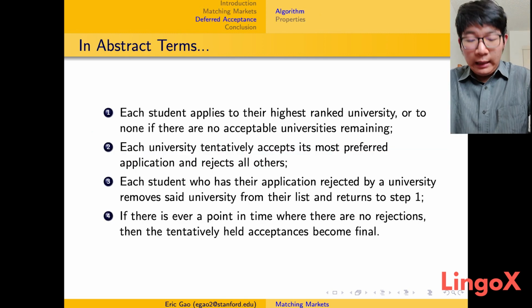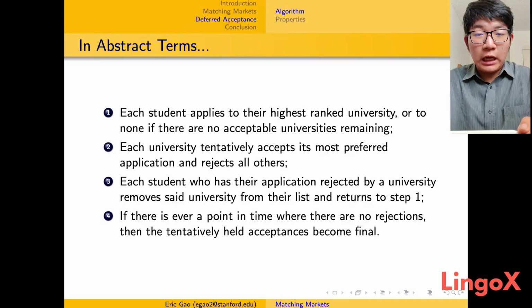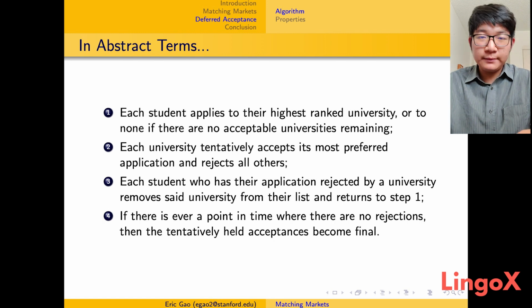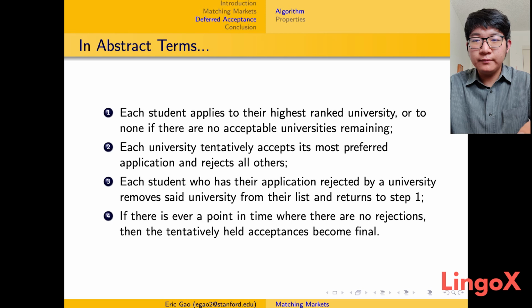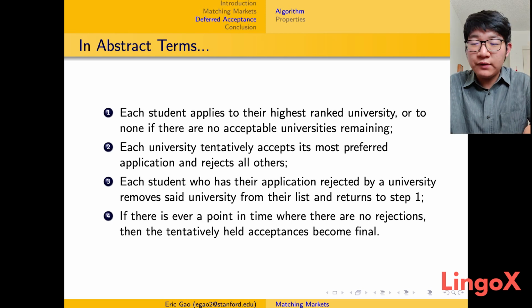Okay, so next, let's talk about what the deferred acceptance algorithm does. So first, each student applies to their highest ranked university, and if there is no university that they would like to go to, they don't apply to any university. After each university receives all the applications, they look at all the applications that they've received, and they tentatively accept the most preferred application and reject all other applications.